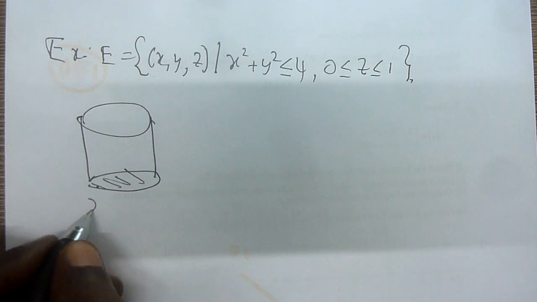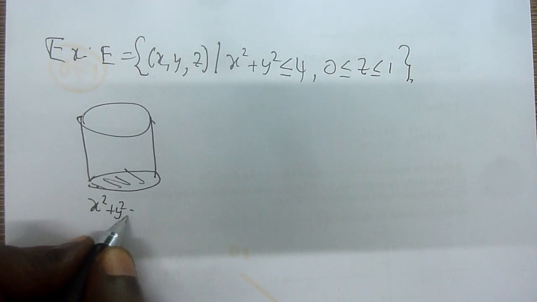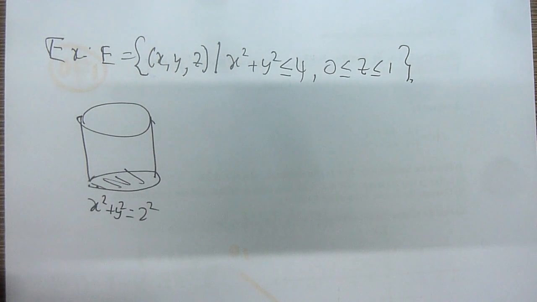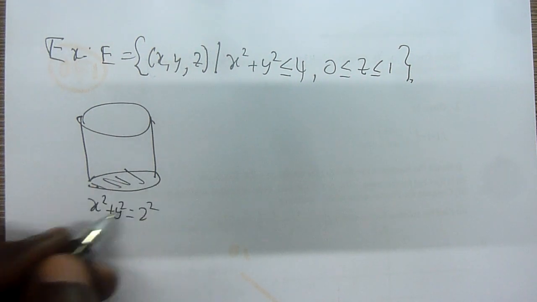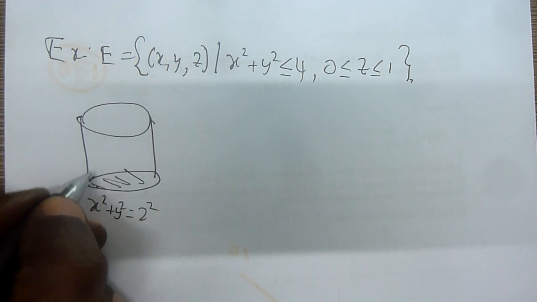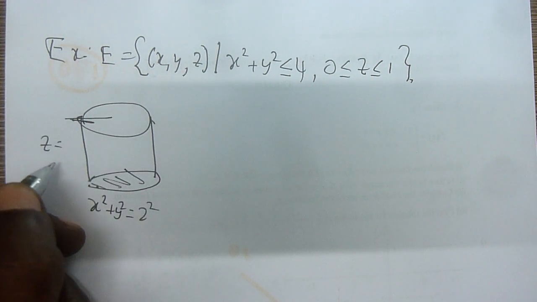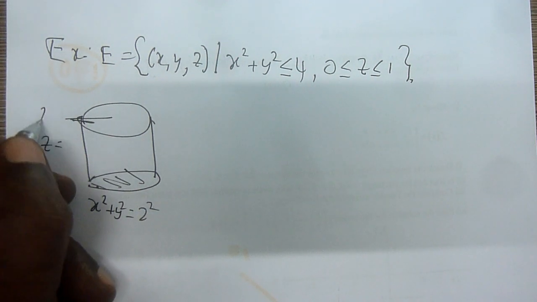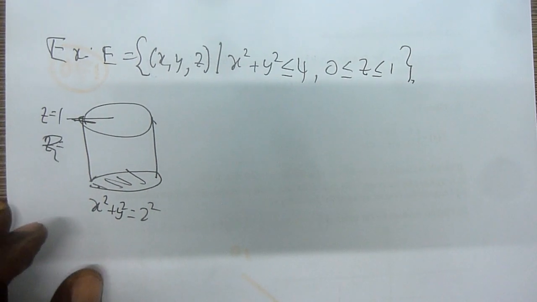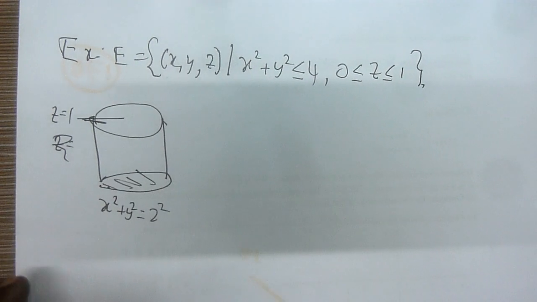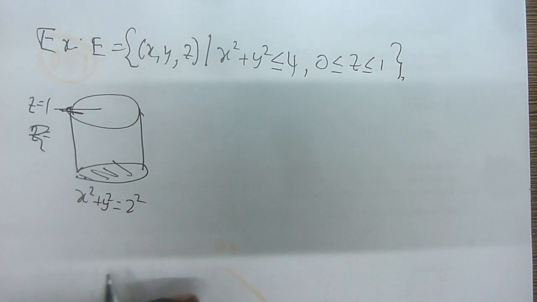As you can see, x squared plus y squared equals 2 squared. Circle, can you see that circle? You can sketch it. The z can go up to 1, so the maximum is 1 really. Therefore the z here is 1. Now you can get this clear.